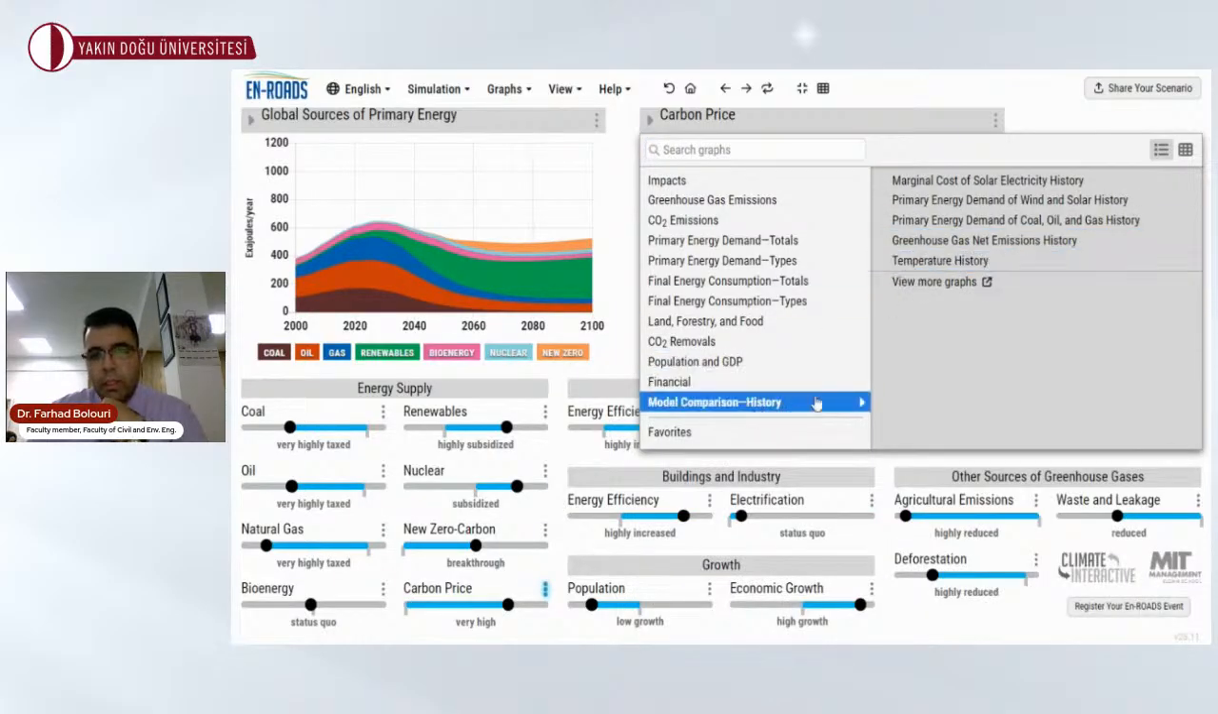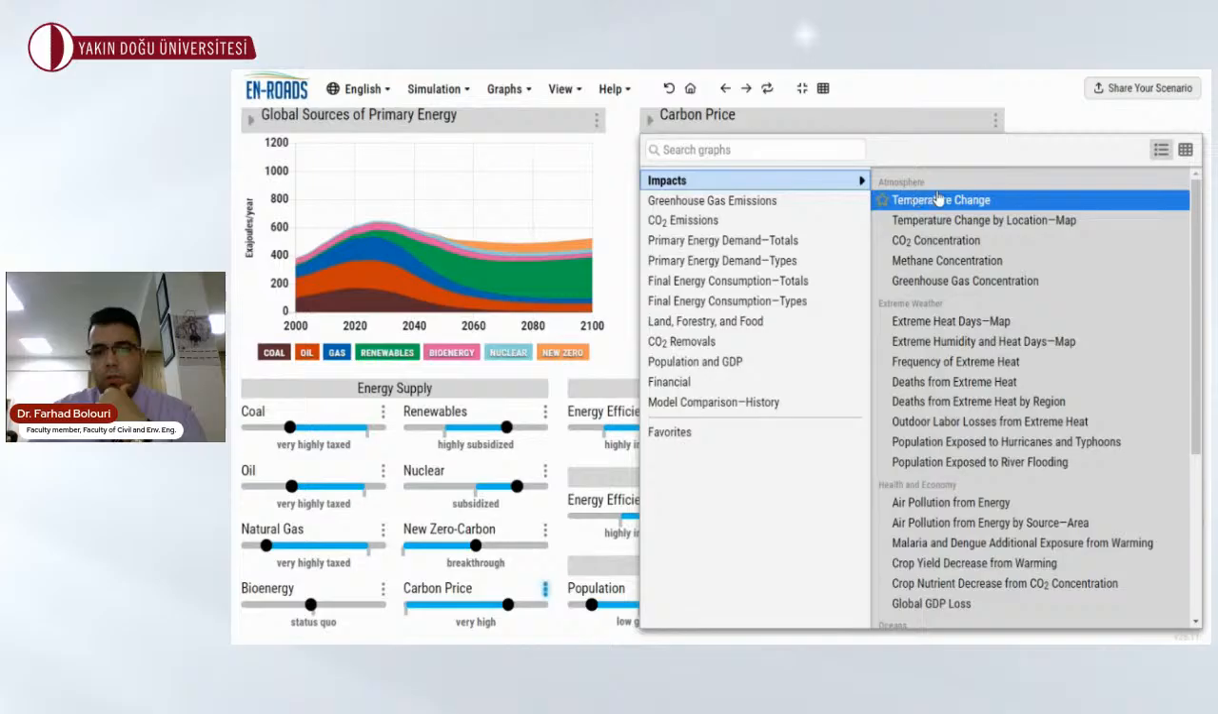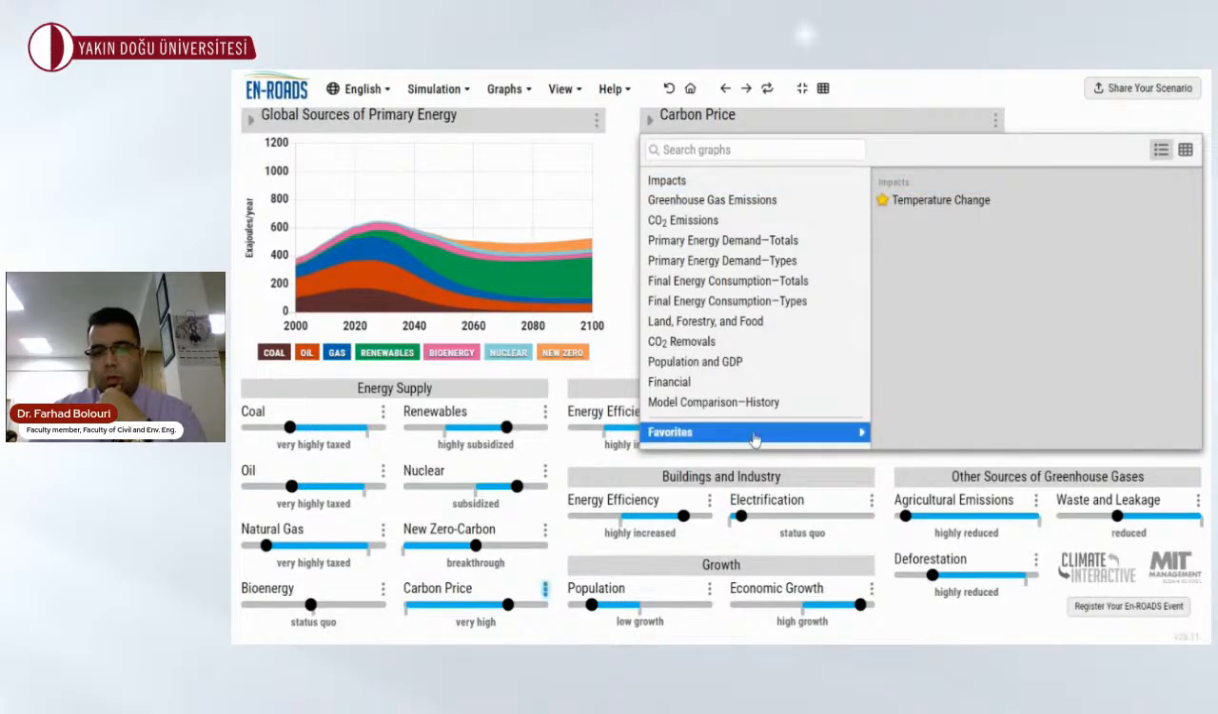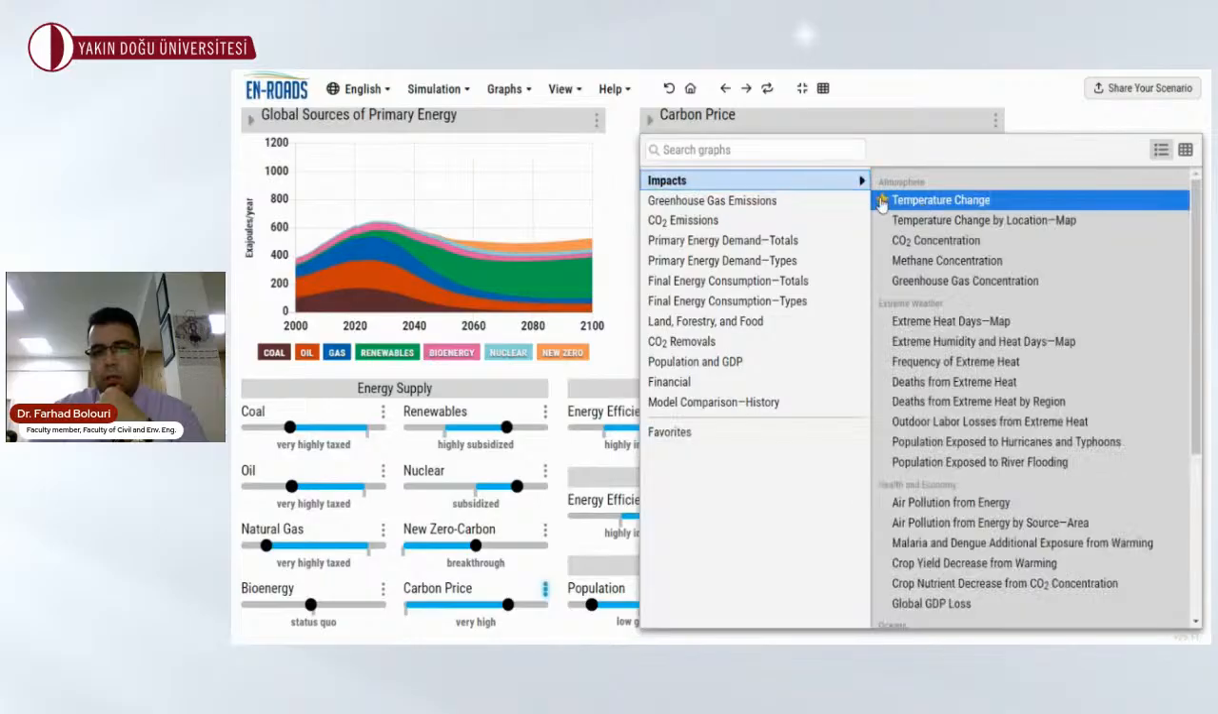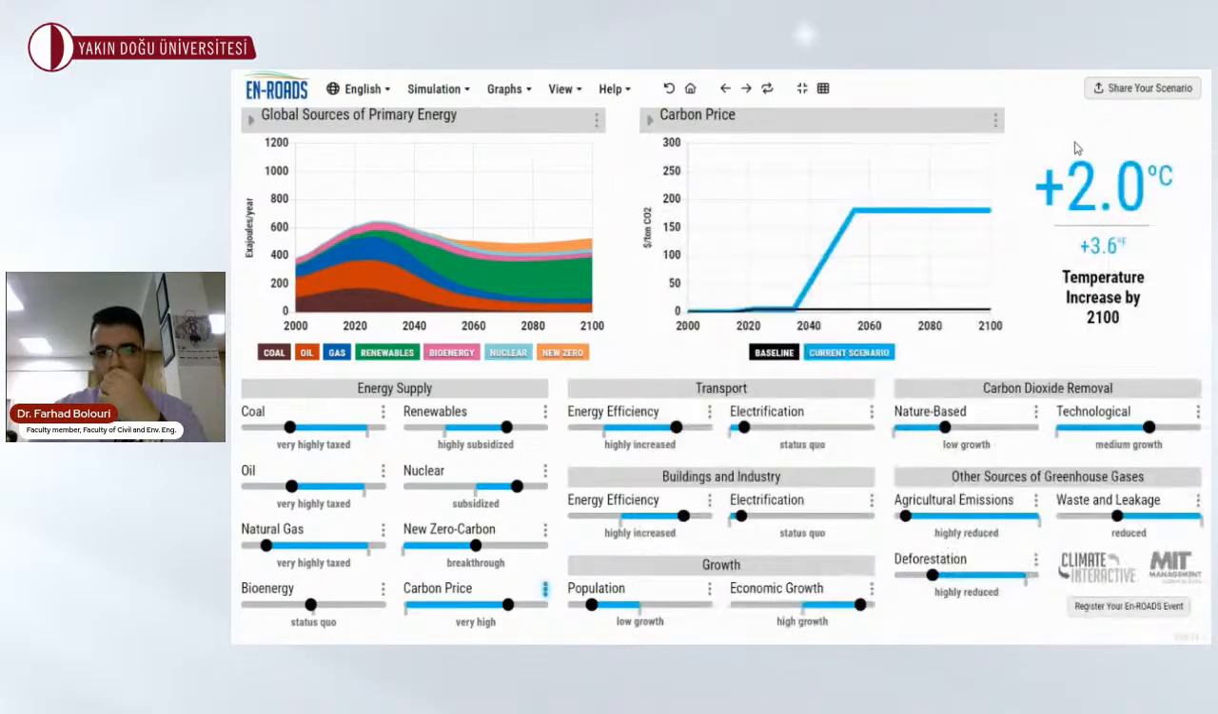Model history, I mentioned one of them for you. You can review it for yourself. Even which one is important for you, by putting it here, it comes to your favorite ones. And you are doing so many in the model, you can do this.